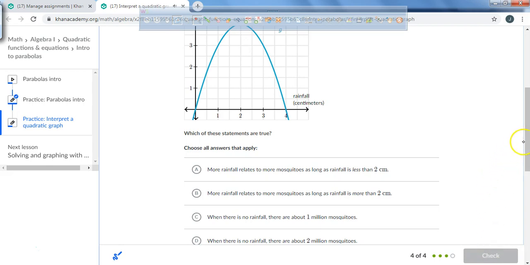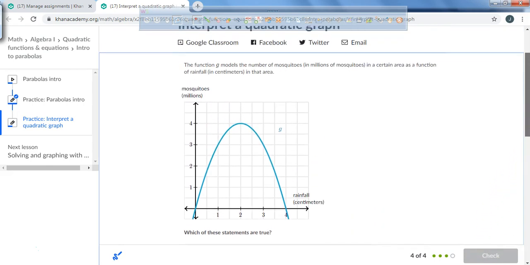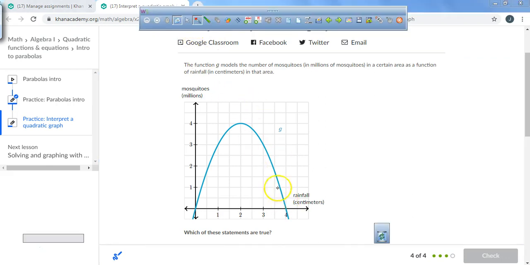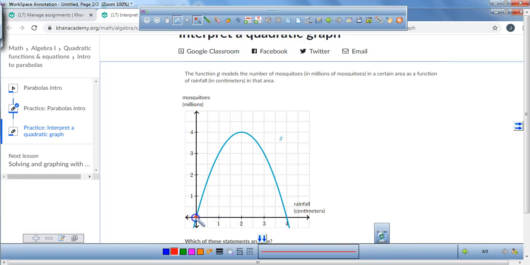Let's do another one. Okay, let's look at this graph. All right, the function g models the number of mosquitoes, in millions of mosquitoes, in a certain area as a function of rainfall. So it looks like as it's raining, the millions of mosquitoes are going up to a certain point, and then after that point, they start to go down. Okay, so let's take a look at this graph here. Right now, we're starting with 0 mosquitoes and 0 rainfall. It gets up to a maximum height.